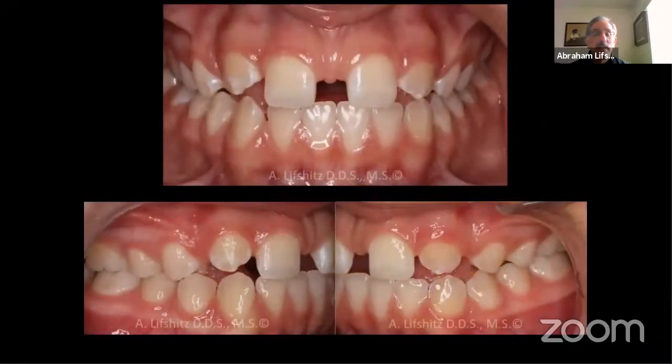Occlusally, she has a bilateral class 1-ish relationship, probably an end-to-end class 1 relationship on the molars. She has a quarter class 2 relationship on the premolars. The left canine is in class 2, the right canine is end-to-end. She has a huge diastema, limited overbite, and limited overjet.